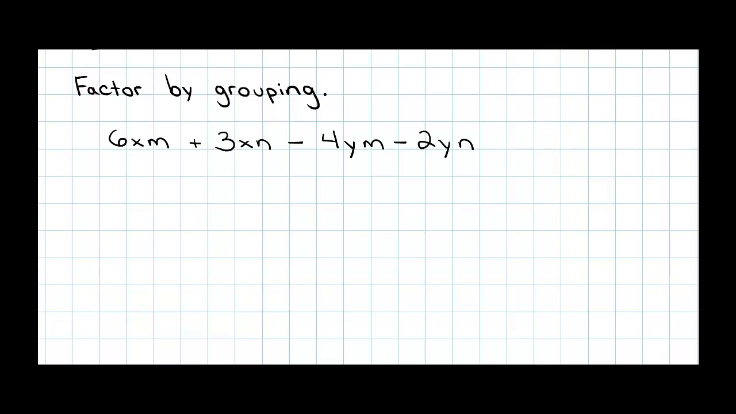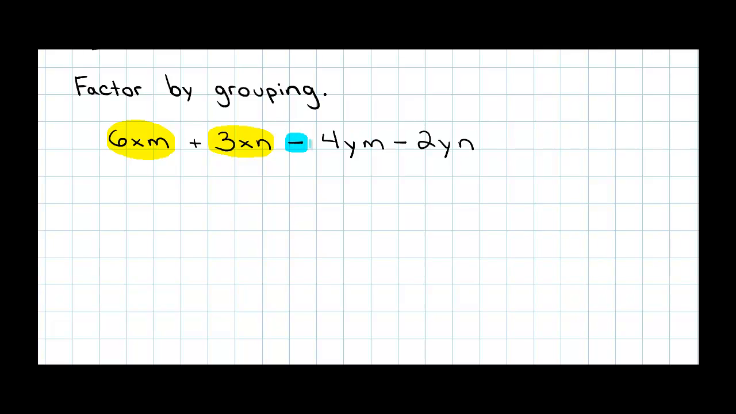Alright, we're going to factor this polynomial by grouping. So normally when we do factoring by grouping, what we try to do is group the first two terms together and the second two terms together. We usually know that we're going to do factoring by grouping because there are usually 4 terms in the polynomial.